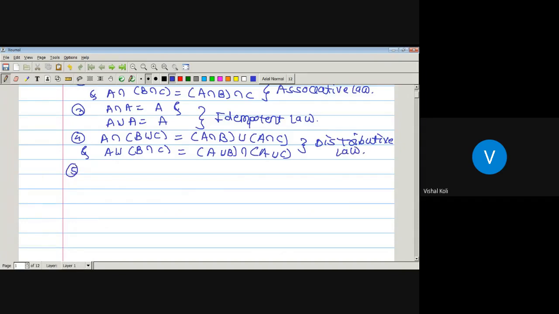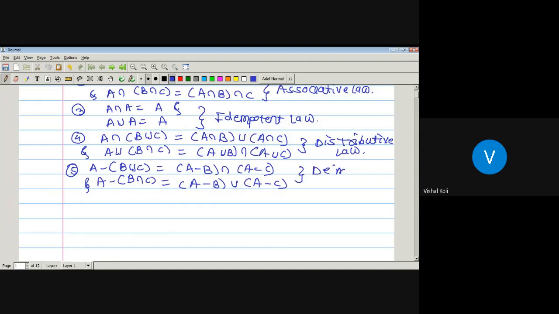Fifth one, A minus (B union C) is equal to (A minus B) intersection (A minus C), and second one, A minus (B intersection C) equal to (A minus B) union (A minus C), and this one is called De Morgan's law.